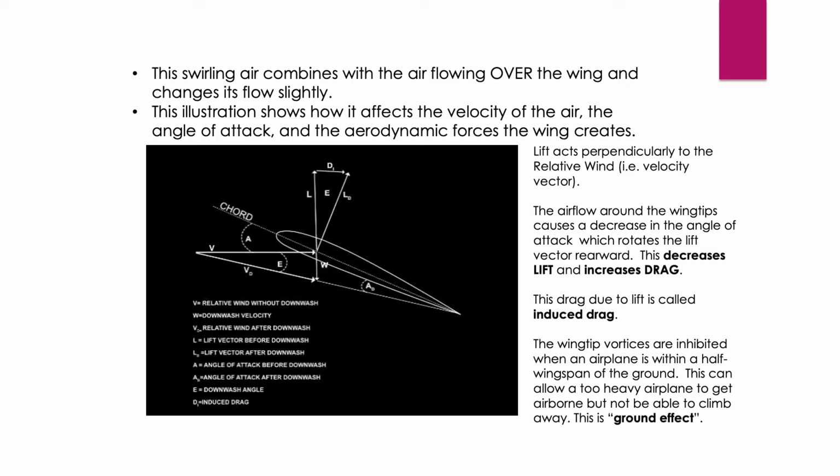essentially you can get an airplane and make it so that you can take off. You'll get off the ground, but you won't be able to climb out. As soon as you get beyond that half wingspan of the ground, now the vortices around the wingtips fully redevelop, you get a lift decrease and a drag increase. And if you're already on the margins of performance when you take off, that can be enough to essentially prevent you from climbing away. And that's why pilots spend some time learning about ground effect and how to avoid it.